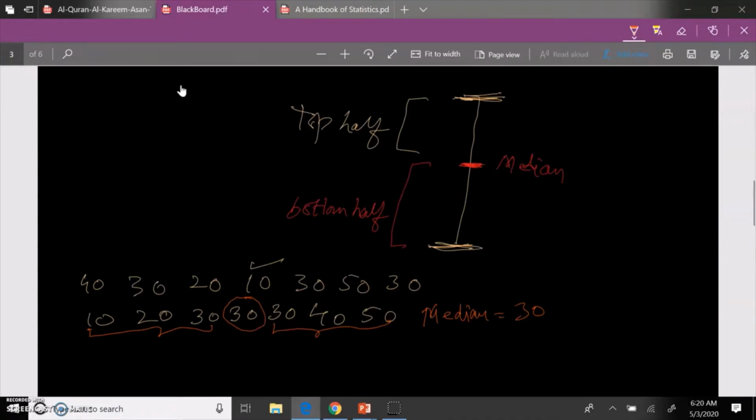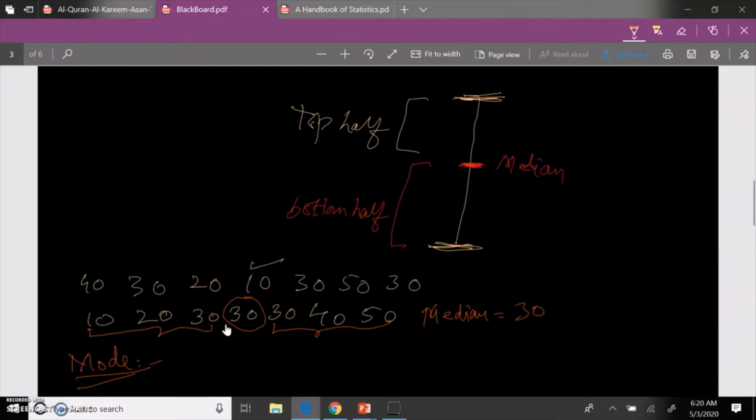The next concept is the mode, right? What is the mode? Let me write here, mode. That's the next concept. The mode is the most frequent value of the data set. The value which appears the maximum number of times is called the mode.